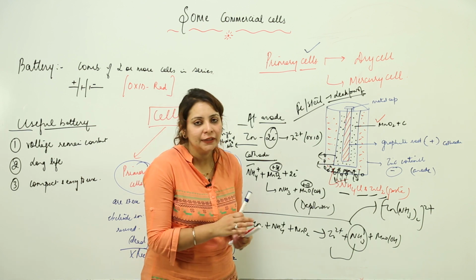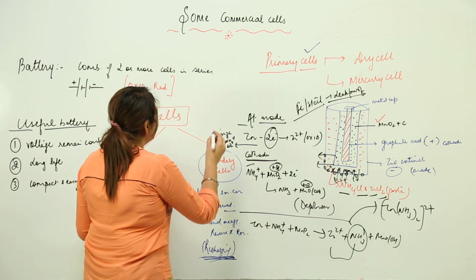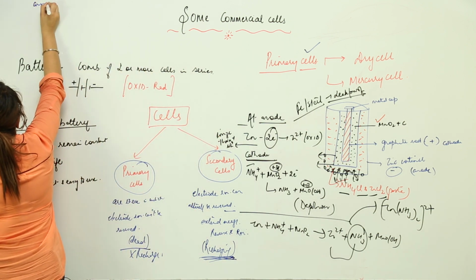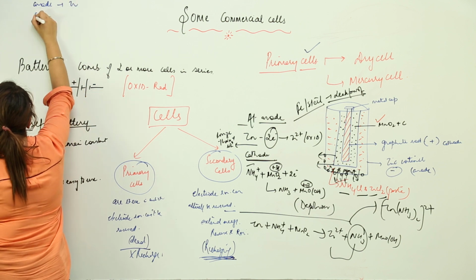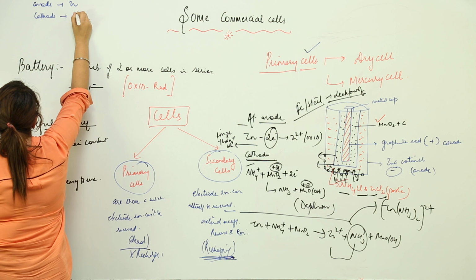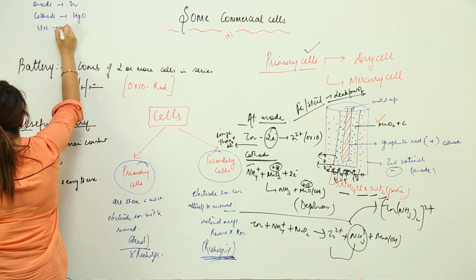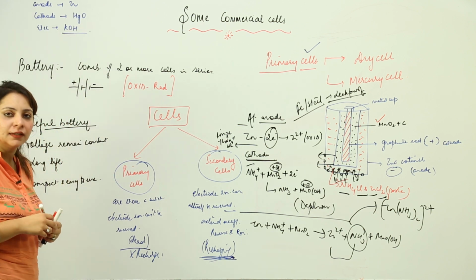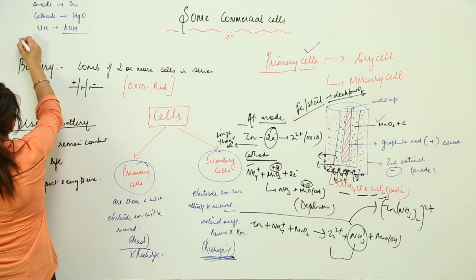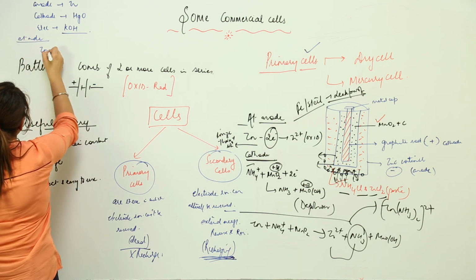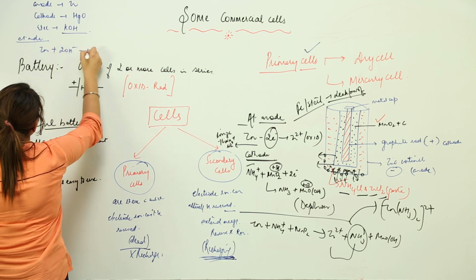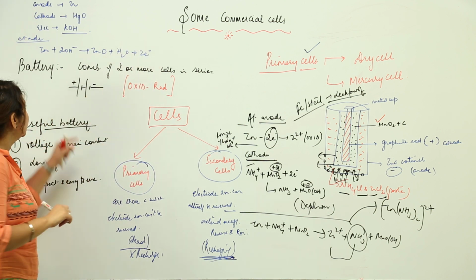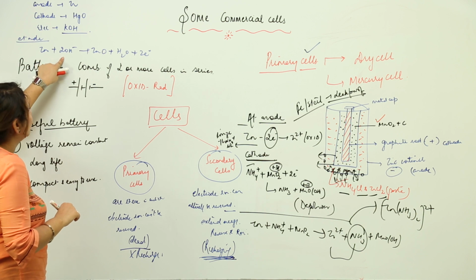Now if we talk about the mercury cell, I'll write here: anode is again the zinc, cathode is HgO, and electrolyte is KOH. So what is going to happen here? The reaction which will occur at anode is Zn plus 2OH negative forming ZnO plus H2O plus 2 electrons. So this is the reaction at anode.